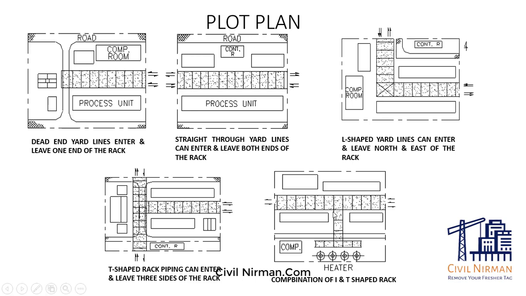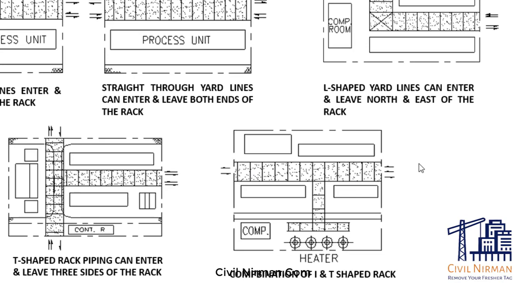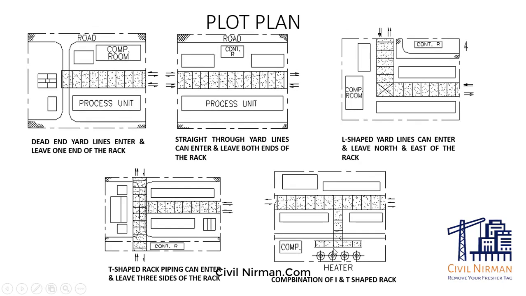Fifth type is a combination of I and T type. This is a main PyPrac, while due to certain equipment, a compressor house or any other structure, pipes which are flowing through these equipments need to go back to the main PyPrac. To take them further, additional racks or interconnecting racks will be provided which take those pipes into the main PyPrac. So here you can see a combination of I and T arrangement.